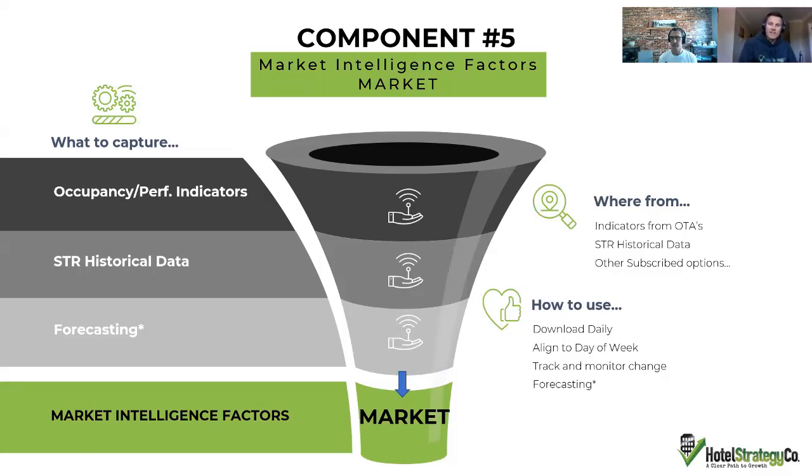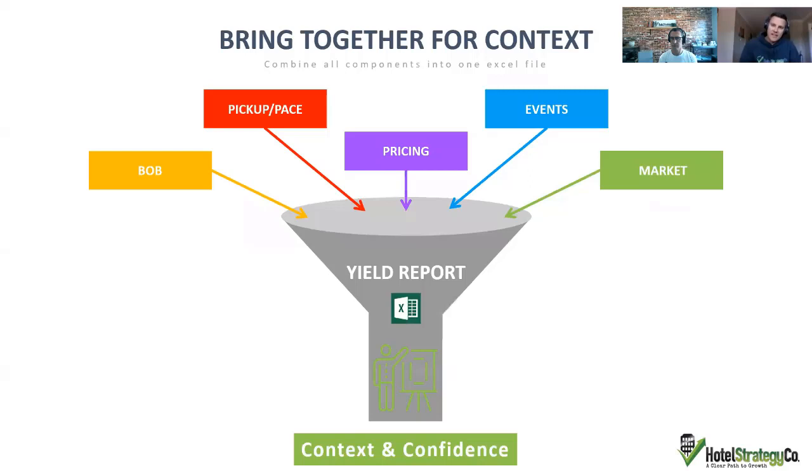And then we want to align that to all those other data points. So if you remember, the components were BOB, pick-up pace, pricing, events, and the market intelligence. If we can line all of that information up in one super spreadsheet, one super document or software, we can get context in regards to what's going on for any specific day, where we've got that fundamental starting point, I guess, in terms of making our yielding decisions.